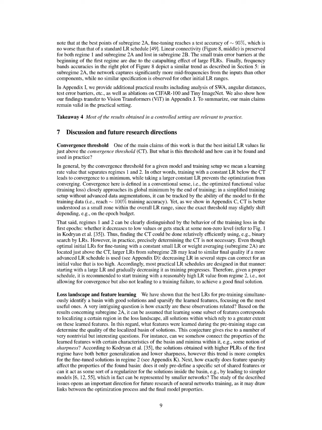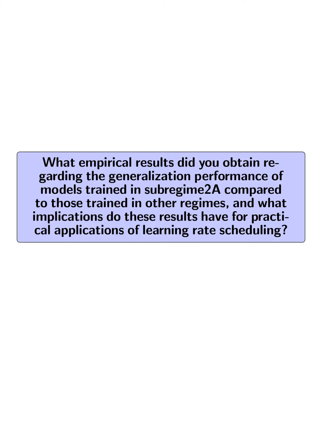This demonstrates that the ELR, influenced by the choice of initial LR, plays a crucial role in determining the quality of the solutions found during training, as it directly affects the model's ability to learn relevant features and achieve optimal performance. What empirical results did you obtain regarding the generalization performance of models trained in subregime 2A compared to those trained in other regimes? And what implications do these results have for practical applications of learning rate scheduling?